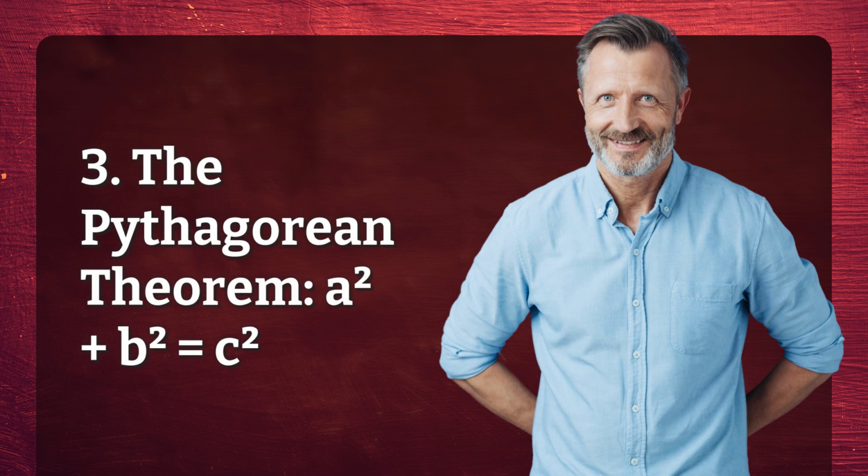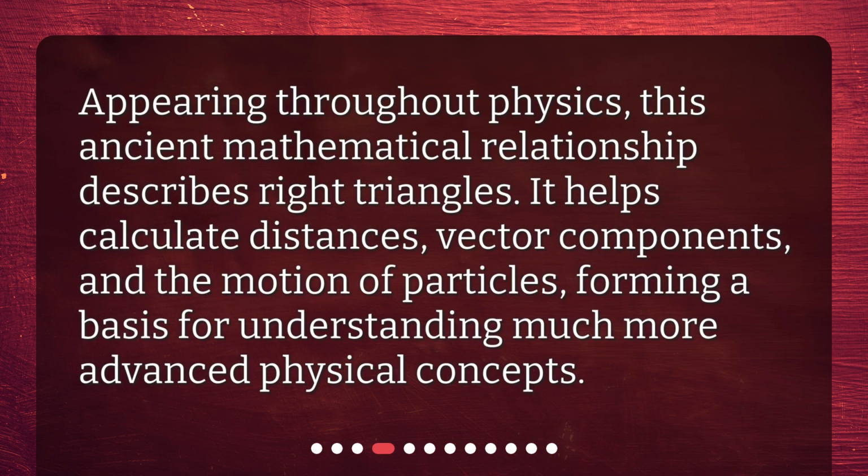3. The Pythagorean Theorem: a squared plus b squared equals c squared. Appearing throughout physics, this ancient mathematical relationship describes right triangles. It helps calculate distances, vector components, and the motion of particles, forming a basis for understanding much more advanced physical concepts.